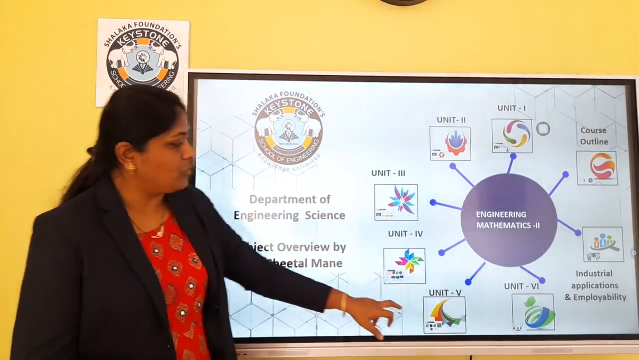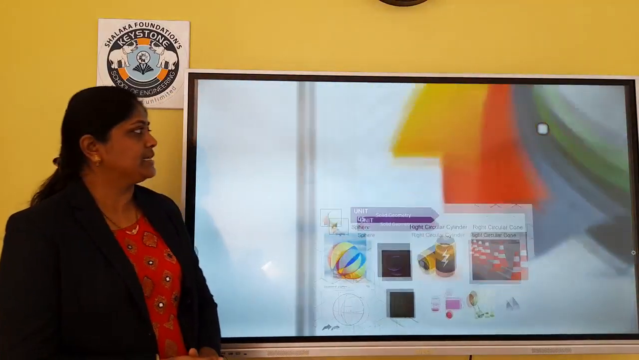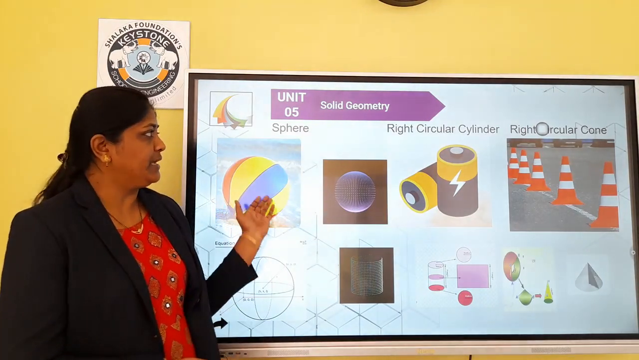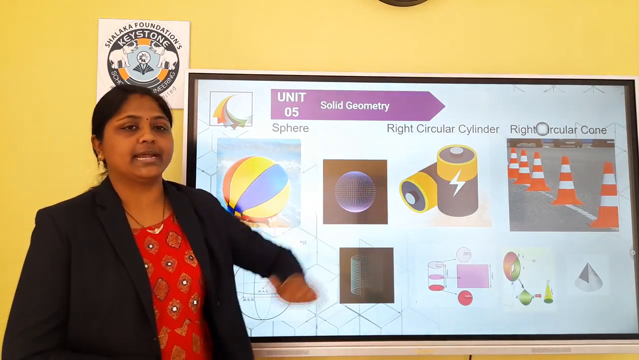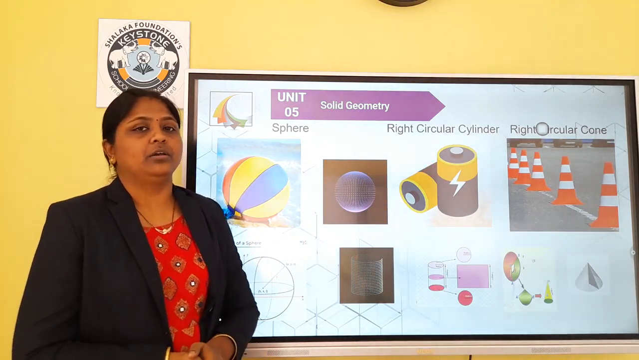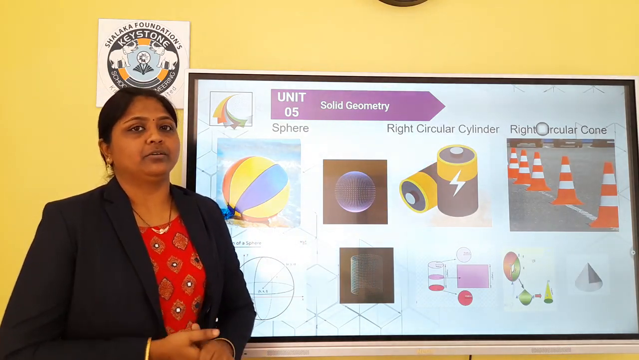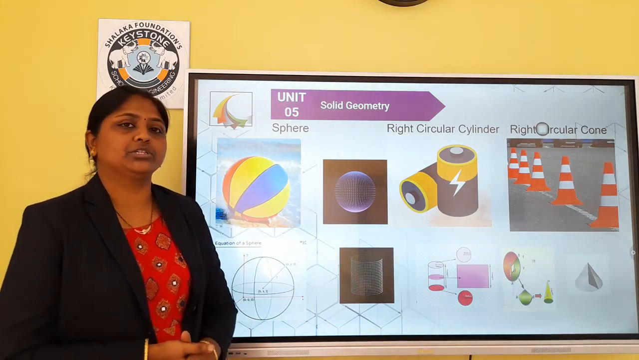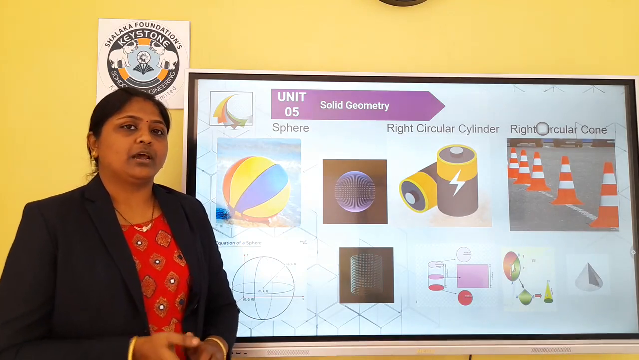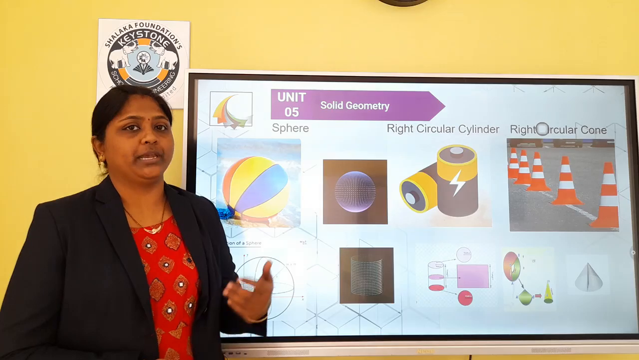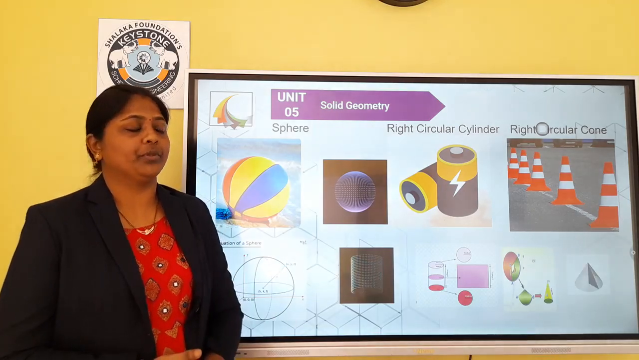In unit 5 also, unit 5 is nothing but solid geometry. Here you have to learn sphere, right circular cylinder and right circular cone. Right, there is a fixed, particular method to solve the equations, or you can say to find the equation of the sphere. So there are a total of 4 forms to find the equation of a sphere: central radius form, intersect form, diameter form.